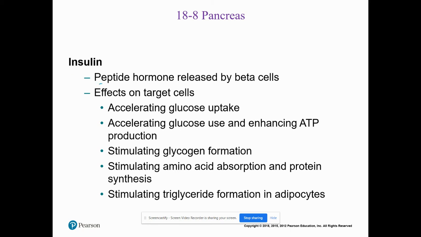All right, insulin. Just a reminder, it is a peptide hormone. That would be a good thing to know. It is released by the beta cells. Again, B in, so beta cells, insulin. It does all what we just talked about. I'm not going to reiterate that. By all means, if you need to make a flashcard, make a flashcard.